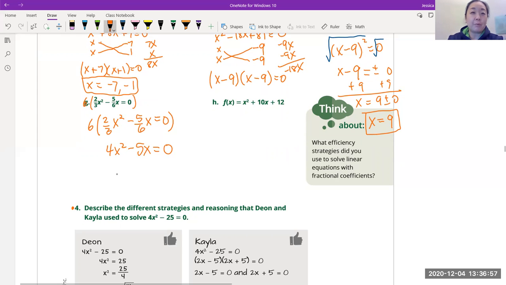And now we can just do what we would normally do and just solve for this, right? And see how we have no more fractions. And now it just looks like normal.